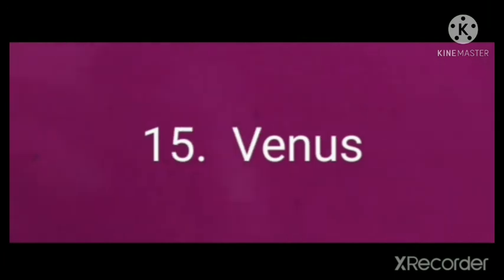Question number 15. Which is the hottest planet of the solar system? Answer is Venus. Now can you tell me which is the coldest planet in the solar system? Yeah, the answer is Neptune. Neptune is the coldest planet in the solar system.